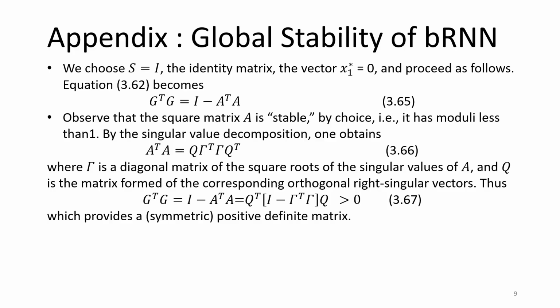By the singular value decomposition, we have equation 3.66, where Σ is a diagonal matrix of the square roots of the singular values of A, and Q is the matrix formed of the corresponding orthogonal right singular vectors. Thus, by combining equations 3.65 and 3.66, we have equation 3.67, which provides a symmetric, positive definite matrix.